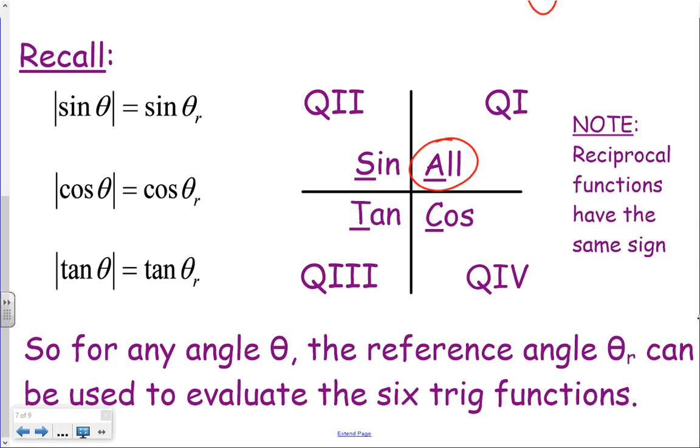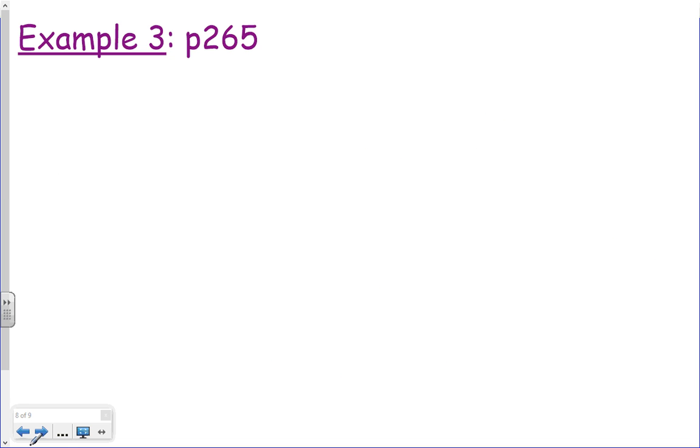So what that means is, as it says here, for any angle theta, the reference angle theta sub r can be used to evaluate the six trig functions. It's the reference angle along with knowing the plus or minus sign that should go out in front of each of those numbers based on our four quadrants. All right, let's take a look at a couple of examples then.